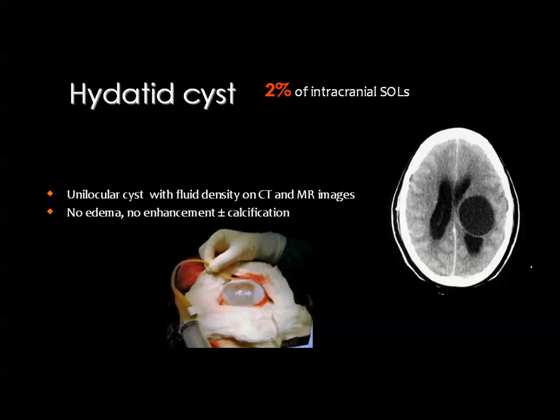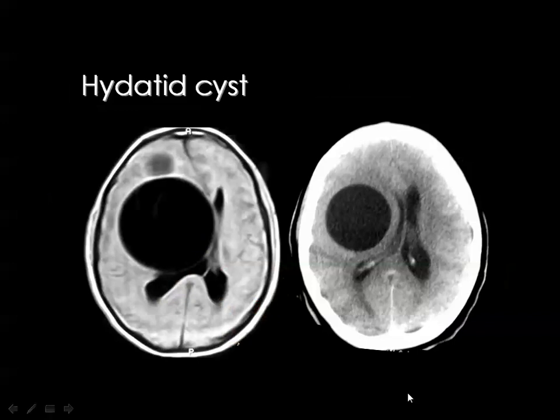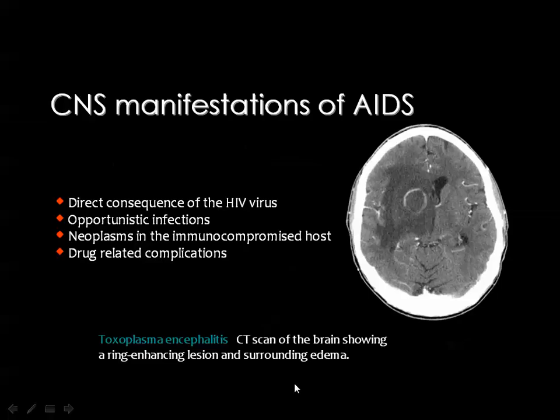One of the parasites inside the brain is the hydatid cyst. The hydatid cyst is an intraaxial lesion. We have discussed it in the intracranial cysts, and it's usually unilocular with fluid density on CT and MR. If you inject contrast, it will not show any enhancement. It may show calcium in the wall and is not usually surrounded by perifocal brain edema. This is an example of a hydatid cyst on CT scan, and this is an example of a hydatid cyst on MRI T1 weighted image.